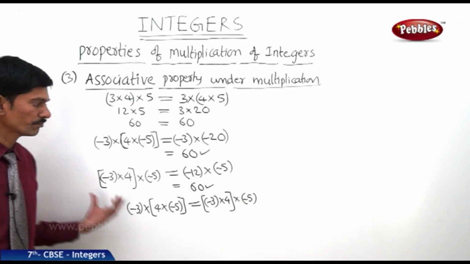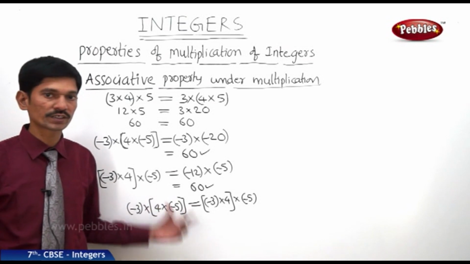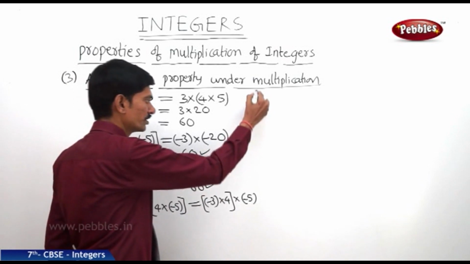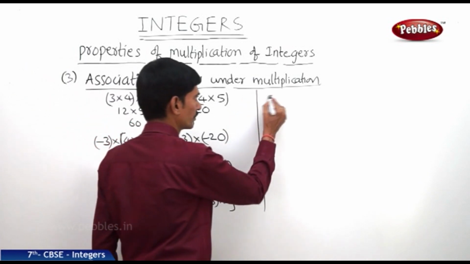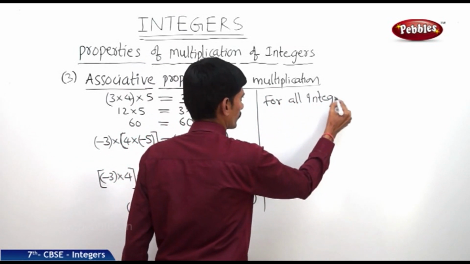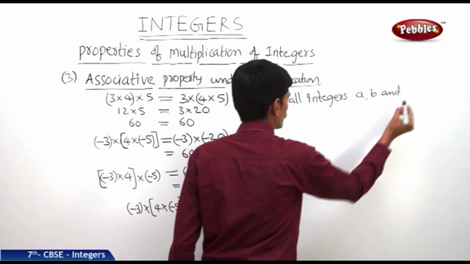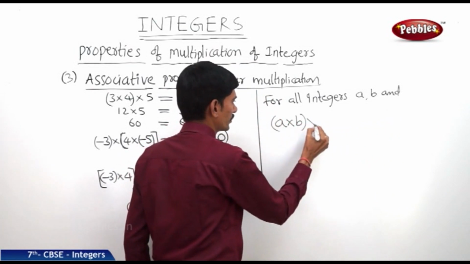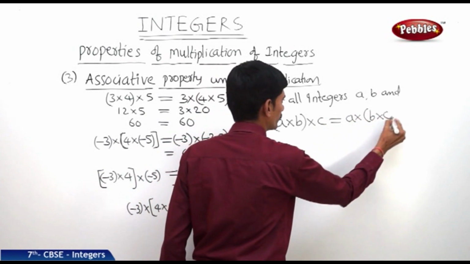So whichever two numbers, means whichever two integers are grouped together and multiplied by the third integer, the product remains the same. So in general, this is applicable for any three integers. So in general we can write that for all integers a, b and c, a into b into c equals a into b into c.